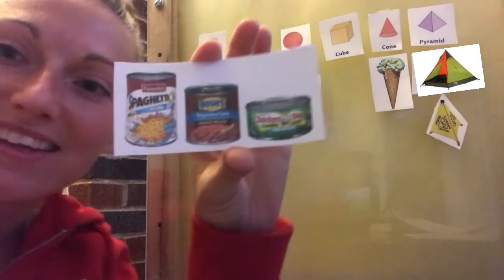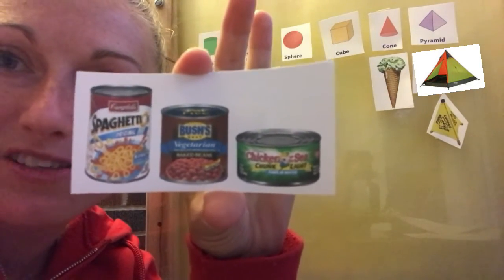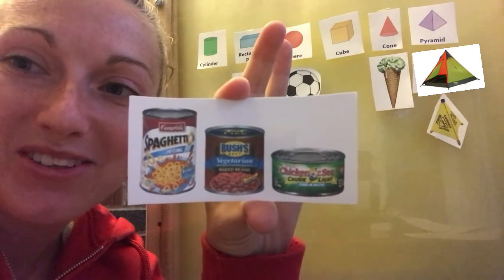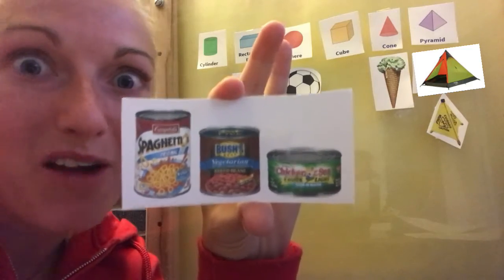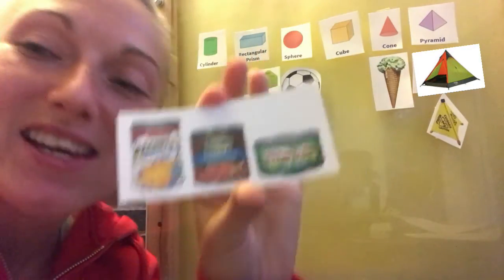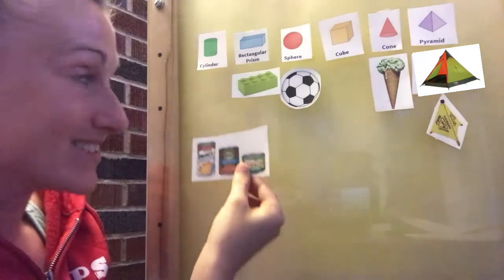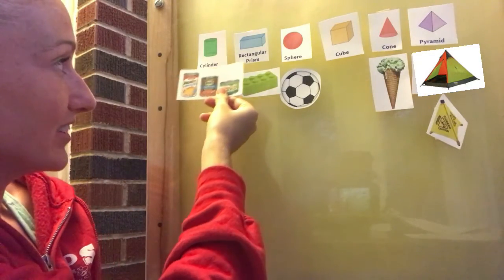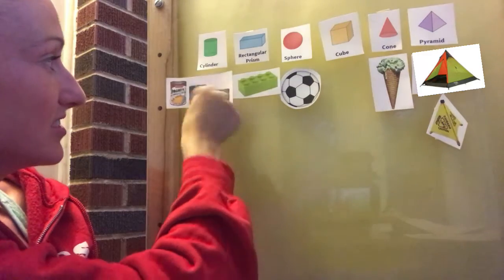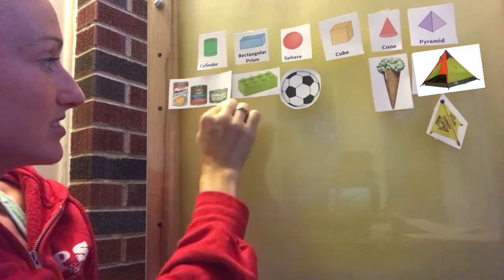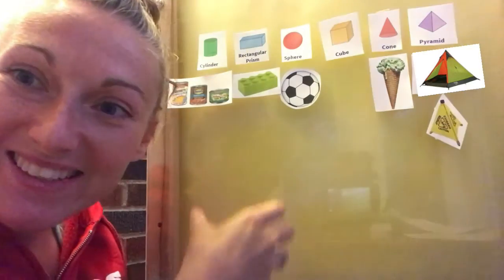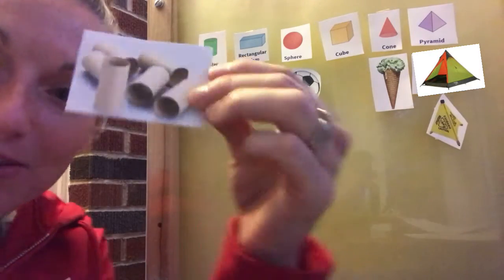And this one, all our cans of food. So all you guys that like spaghetti or ravioli or soups, they come in cans. What shape are our cans? Oh, look at this. They are cylinders. So they have the circles on each side, the top and the bottom. It's kind of like a tube. All right, let's keep going.